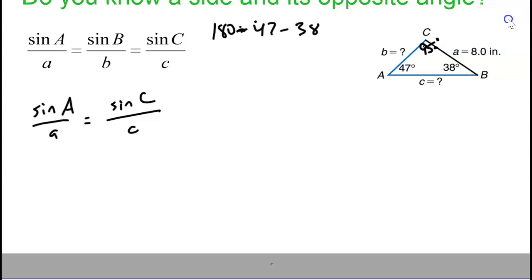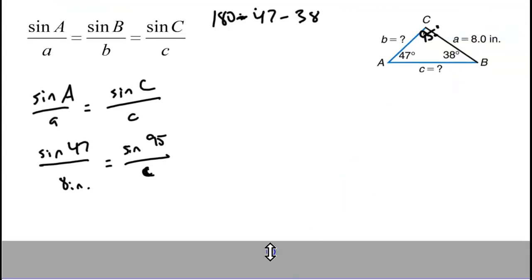So let's go ahead and fill in what we've got here. Sine A is sine of 47 over side A, which is 8 inches, and that's equal to sine C, which is sine of 95, over C. I don't know what that is, so I'll leave that as a variable. And I'm going to show you a trick that hopefully will help you as you are working through these problems.